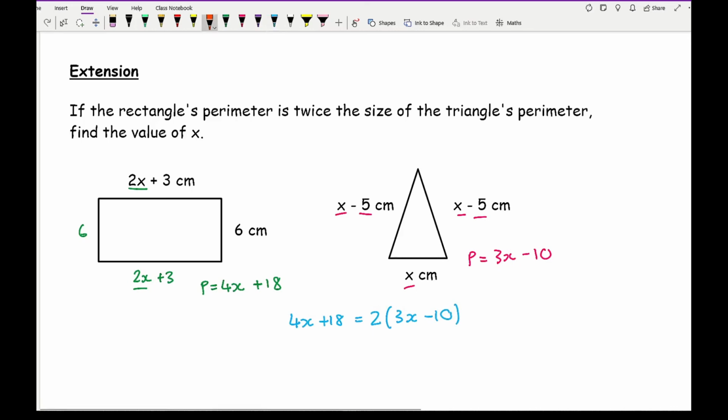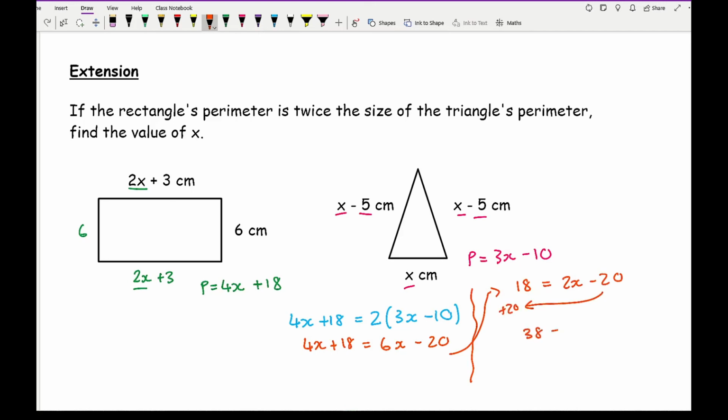Now once you've got this, I then need to expand the bracket. So I've got 4x plus 18 equals 6x, take away 20. And it then becomes a double-sided equation. So just to save a bit of space, I'm going to continue up here. Take away the smallest amount of x, so I've got 18 equals 2x minus 20. Take the 20 over to the other side, so I've got plus 20, so that becomes 38 equals 2x. Divide by 2, and I get that x equals 19, and the units are going to be centimeters, and there is my final answer.